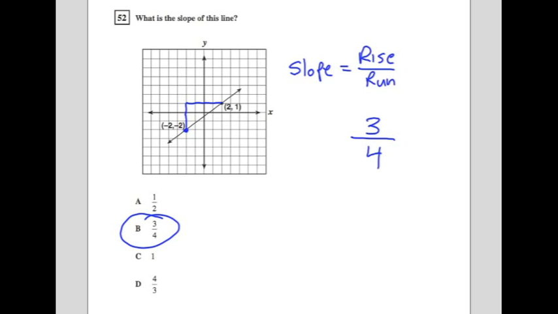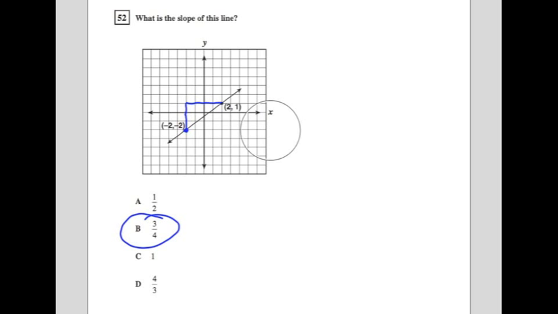Now I want to show you the other way we can do this, and the other way we can do it is by using our slope formula. You should know your slope formula pretty well by now. So remember, the slope formula is m, which stands for slope, equals the second y minus the first y, over your second x minus your first x.